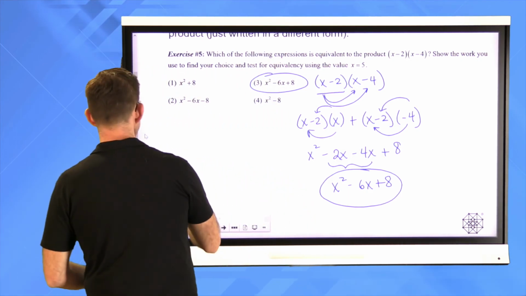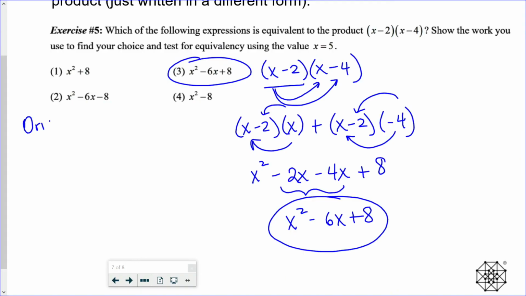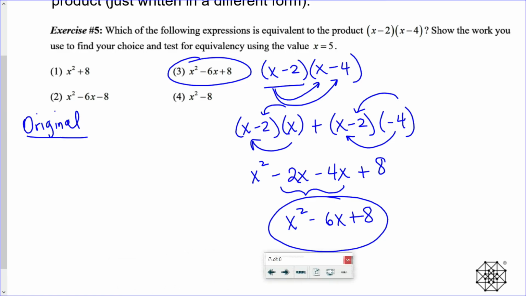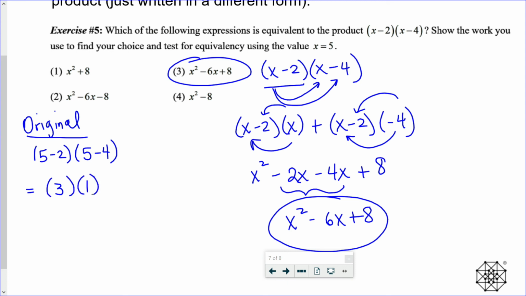All right, so first thing I'm going to do is I'm going to throw my x equals 5 into the original expression. So that's going to be 5 minus 2 times 5 minus 4. That's going to be equal to 3 times 1. And last time I checked, that's equal to 3. Right? So let's take a look at the equivalent one. We hope it's equivalent. Maybe I should call it the manipulated one. I don't know. That's this one.